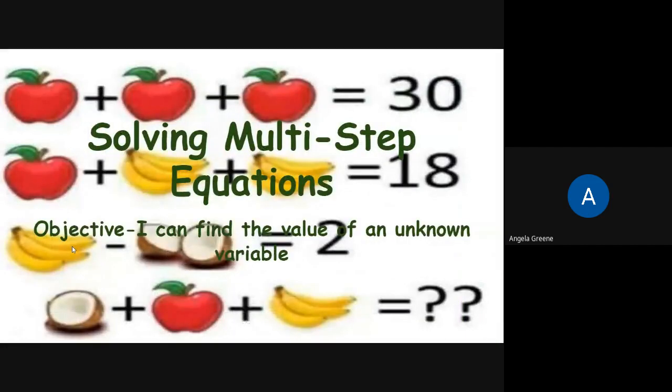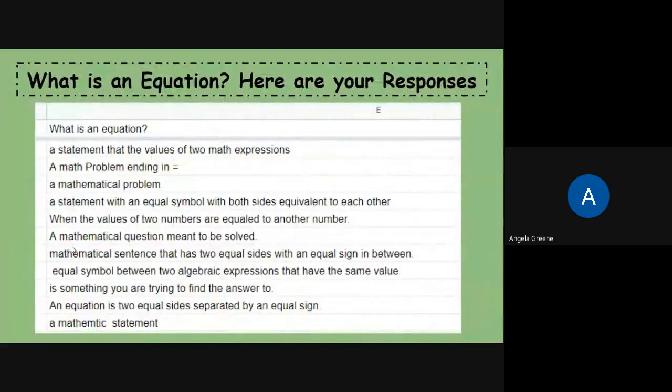So the lesson we're going to be learning today is solving multi-step equations. And our objective is, I can find the value of an unknown variable. I gave you the warm-up on Monday that asked, what is an equation? I wanted to have a chance to see what your responses were, just see what you know. So what is an equation? Here are your responses. I'm going to go through and read some of the responses that you all posted.